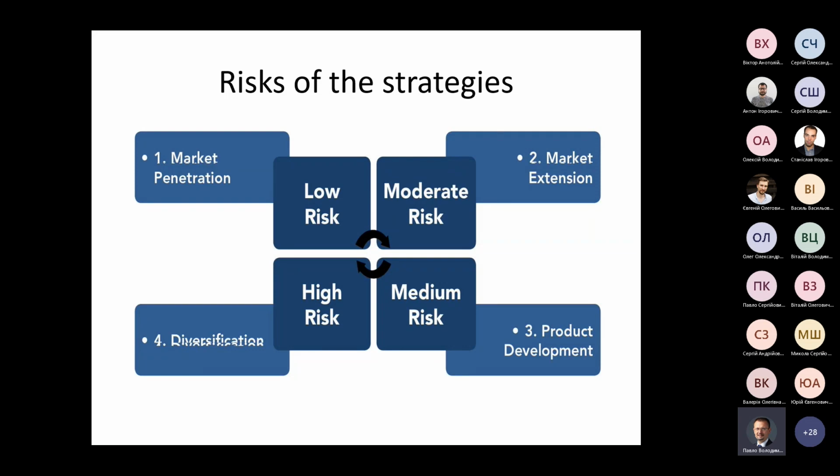Actually, you can say, okay, dear professor, but last time you told us that the main task of the diversification strategy is connected with decreasing of risks. So why are you telling us that risk is high? We are speaking now about different types of risks. Now we are speaking about the risk of success growth.